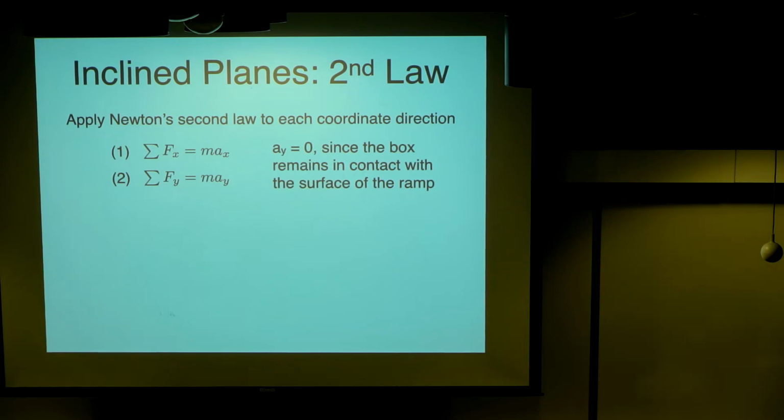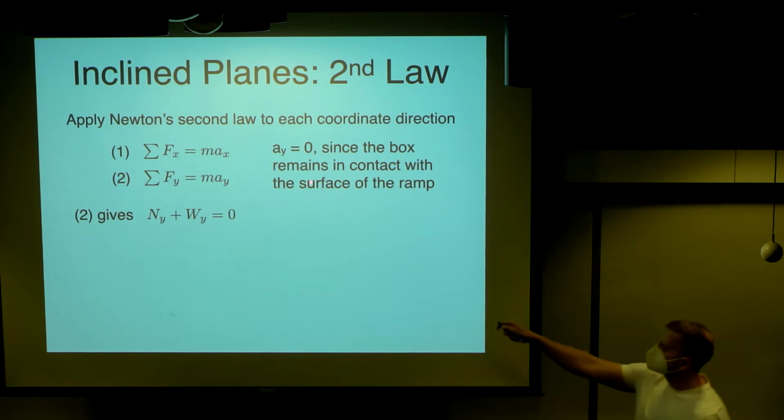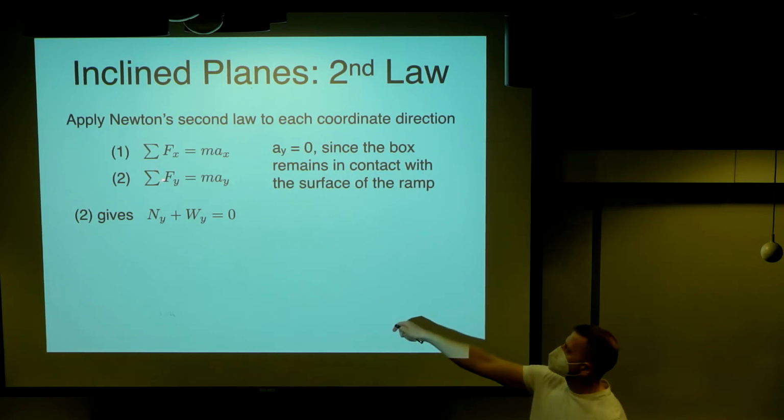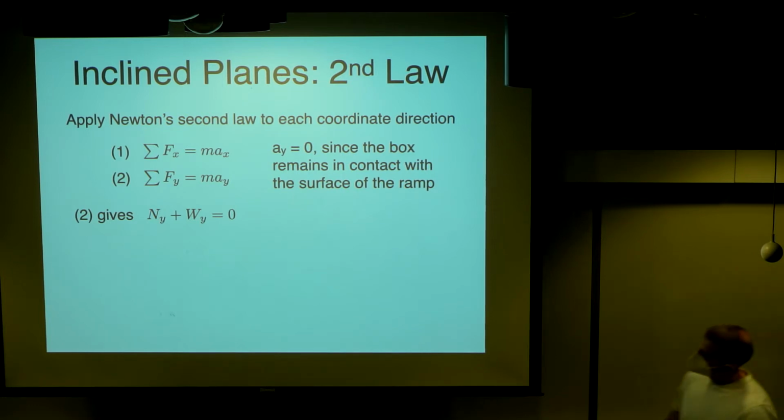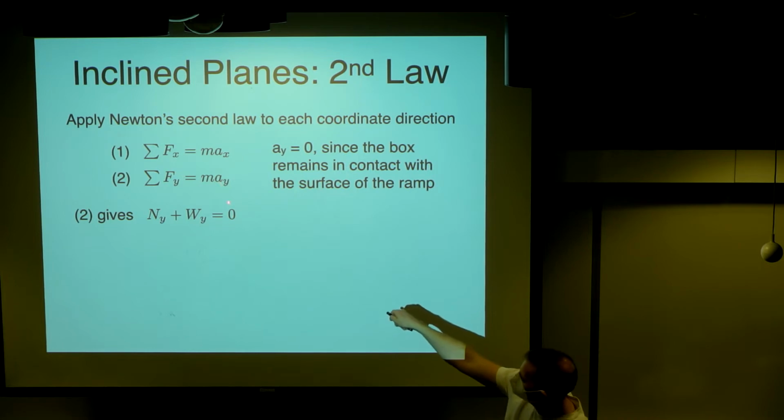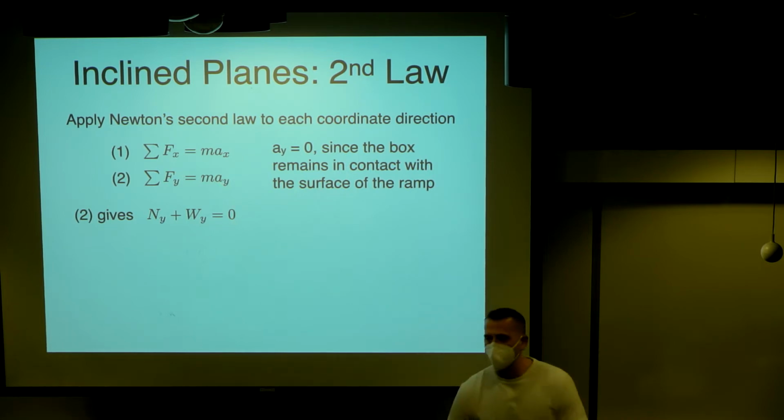All right, so ay is equal to 0 because for the whole time the block is just in contact with the surface of the ramp. It's not moving perpendicular to the surface of the ramp. And so if we look at equation number 2, that's the one that involves ay. Remember how this works. We take the sum of all the forces in the y direction. So that's the normal force in the y direction, and that's the weight in the y direction. We're taking those two y components and adding them together. But my acceleration in the y direction is 0. So this right-hand side of the equation becomes 0.